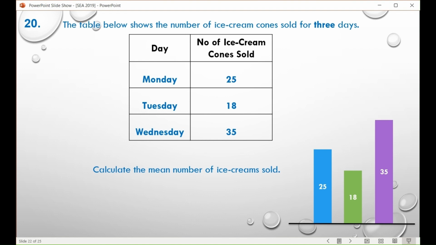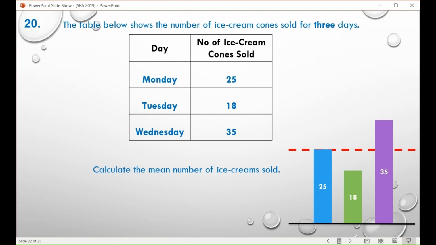So let's try 35. If 35 was the mean, then Wednesday would have the correct amount but we would be short of cones on Monday, 10 less, and we would be short of cones on Tuesday, 17 less. So 18 cannot be the mean, 35 cannot be the mean. So our mean or average should be somewhere in the middle. So let's take the idea that it is 25. If it is 25, then the first day has the correct amount already.